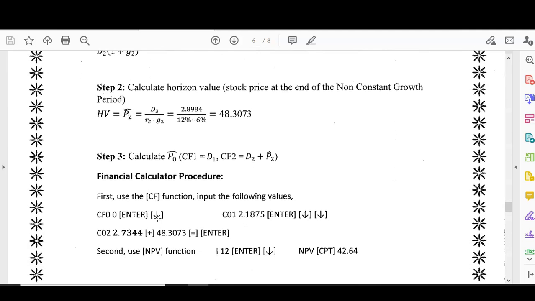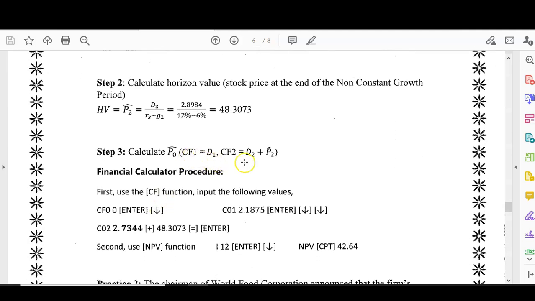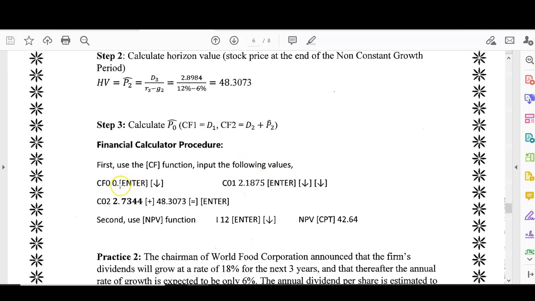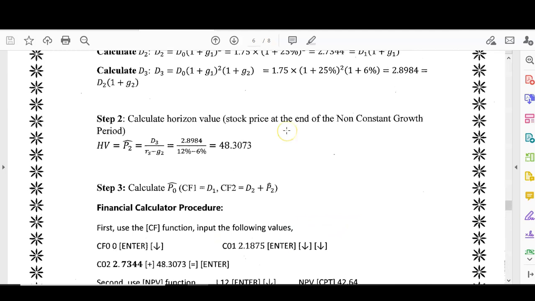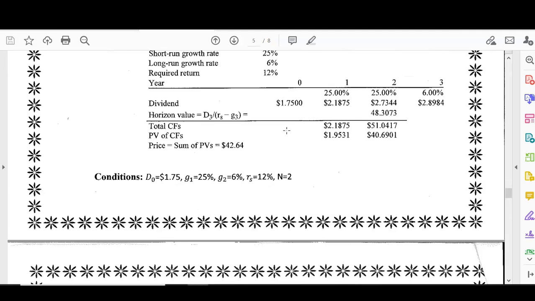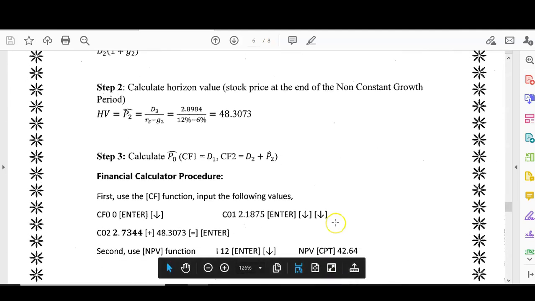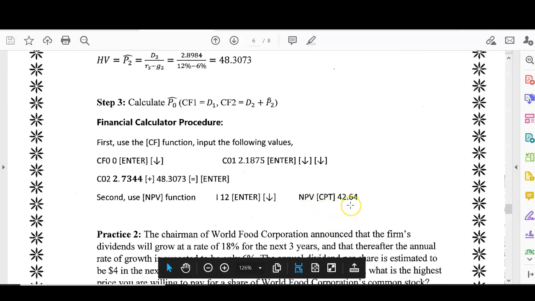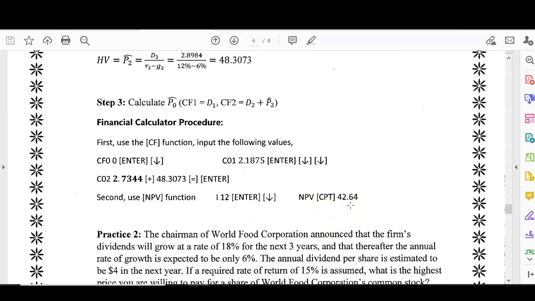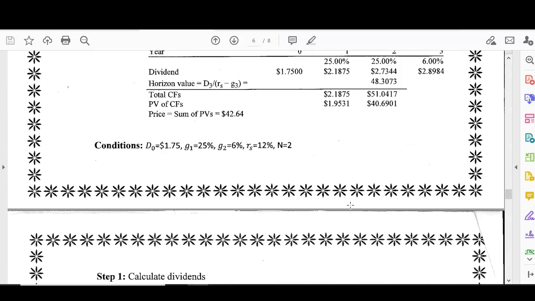Step 3, we input cash flow 1 as D1, cash flow 2 as D2 plus P2. We input until Dn plus Pn. You can input these 2 numbers, enter I as 12, the stock return RS, which is given as 12. Then compute for NPV, and we have 42.64 as our stock price. This is how you work on it using our 3-step method.